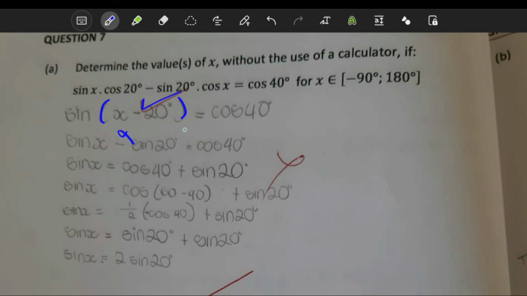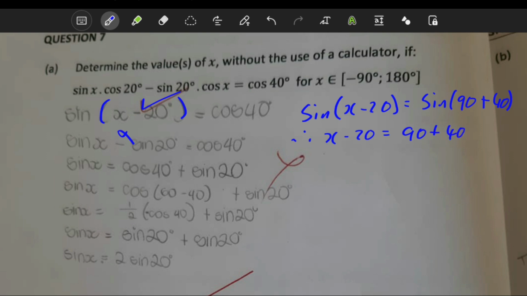So what you can do here though, without the use of a calculator, is determine the values of x where the left side is equal to the right hand side. So what we can do is use the reduction formula, where we see the cos here, we can change that into sine of 90 plus the 40, because sine of 90 plus gives you the cos here. Because you have a sine here and a sine here, the only way these two sides can be equal is if you work with what's on the inside of your brackets. So here you can say therefore x minus 20 is equal to 90 plus 40.